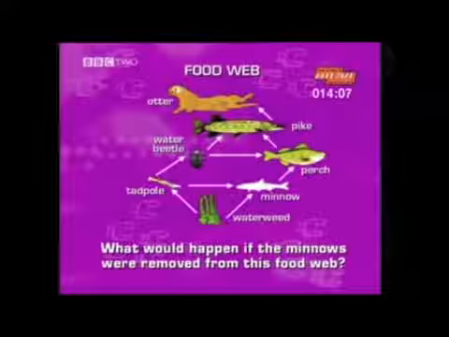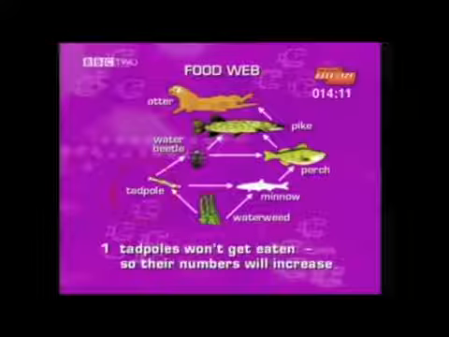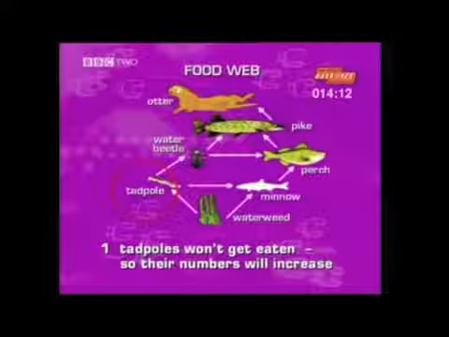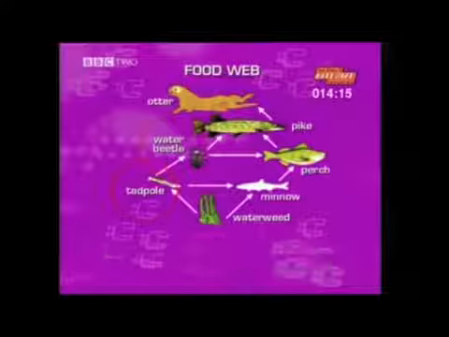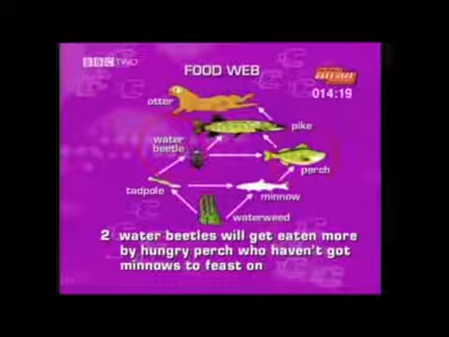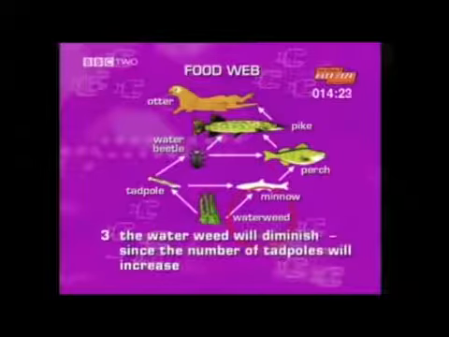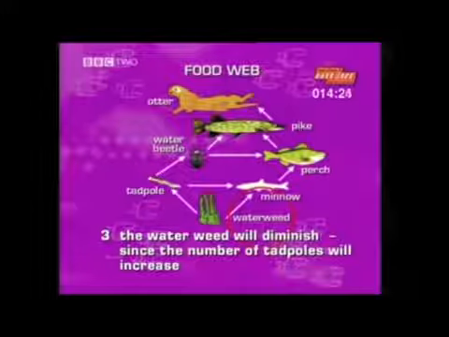Well, if the minnows were removed from this food web, 3 things would happen. 1. The tadpoles won't get eaten, so their numbers will increase. 2. Water beetles will get eaten more by hungry perch who haven't got minnows to feast on. And 3. The water weed will diminish since the number of tadpoles will increase.